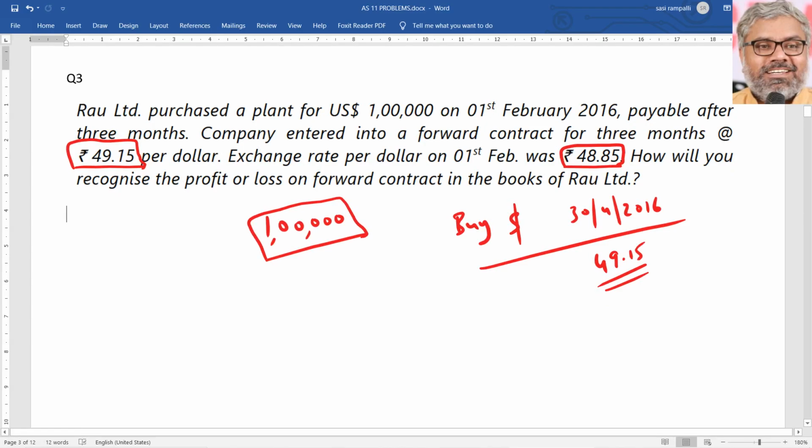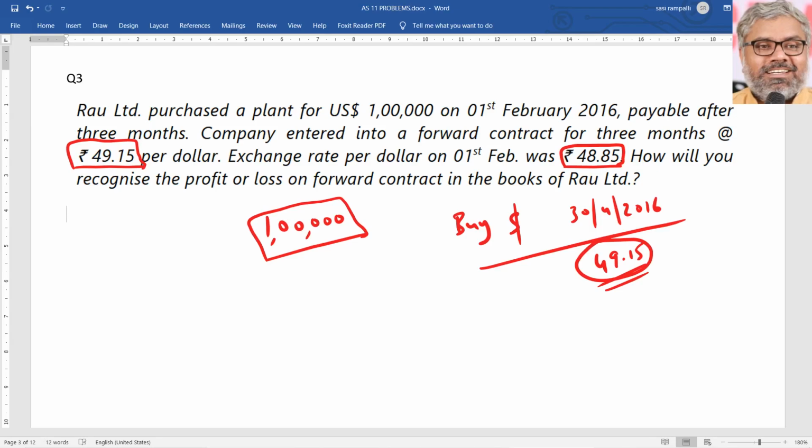That is why it is a forward contract. Settlement will happen on 30th April 2016. So when it has already entered into a forward exchange contract, agreeing to buy at 49.15 rupees per dollar, what does it mean? When that date really comes, 30th April, it will come, time will not stop.